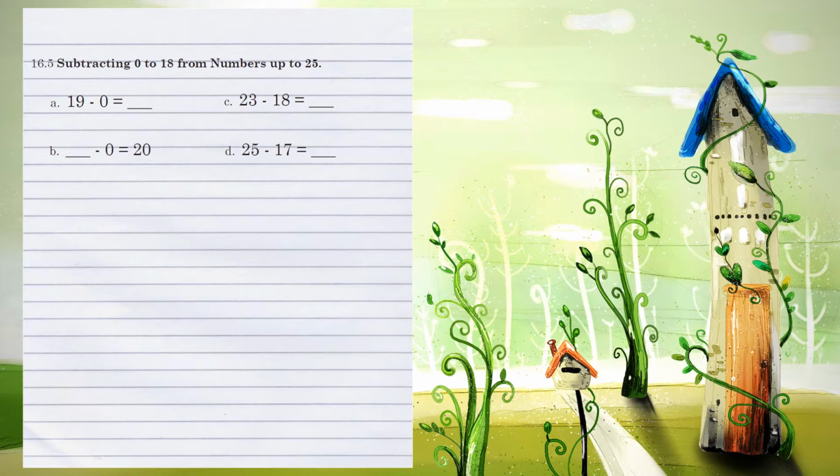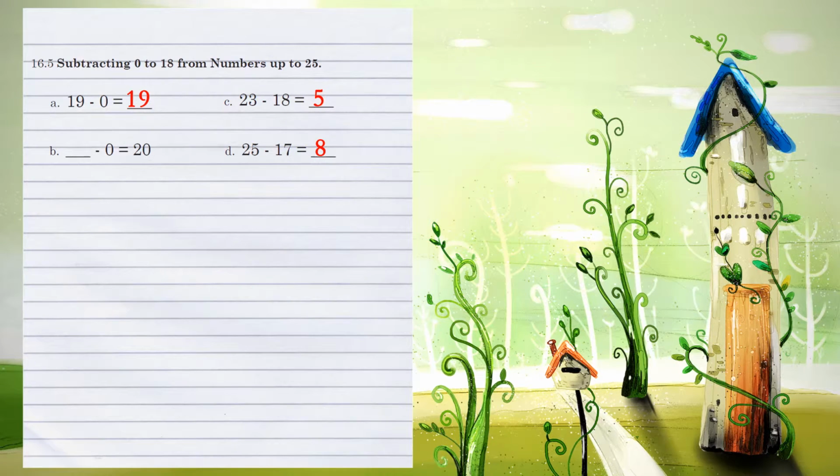Unit 16.5, subtracting 0 to 18 from numbers up to 25. Example A. What number, if we subtract 0, gives us 20? Well, if we're subtracting nothing, that means we're starting with the same thing we ended with, which is 20.